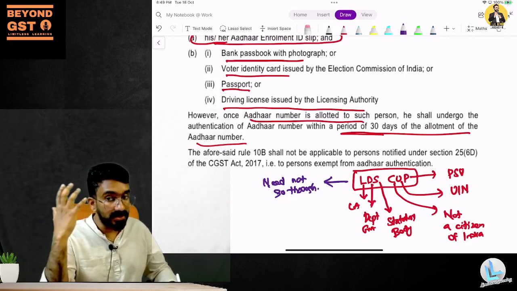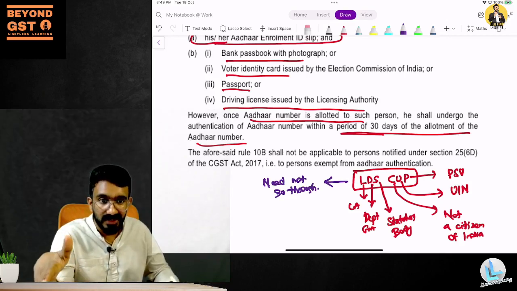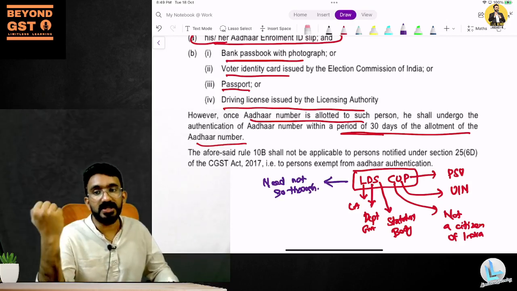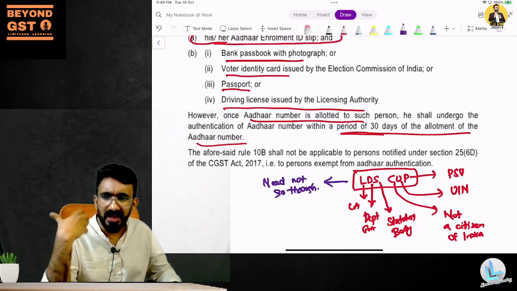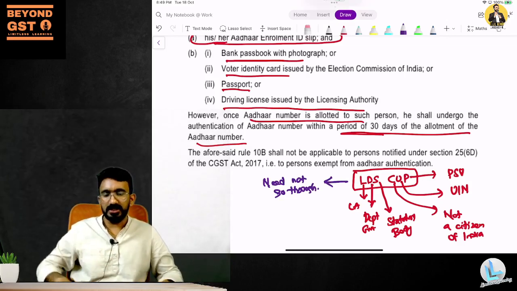UIN means it is issued to the United Nations and all that. I don't want them to go through an Aadhar. They don't have an Aadhar, right? And public sector undertaking, I trust these people. They don't have to verify themselves. So these many people need not go through Aadhar. All others have to go through Aadhar.